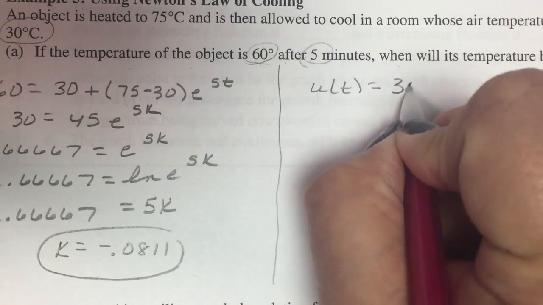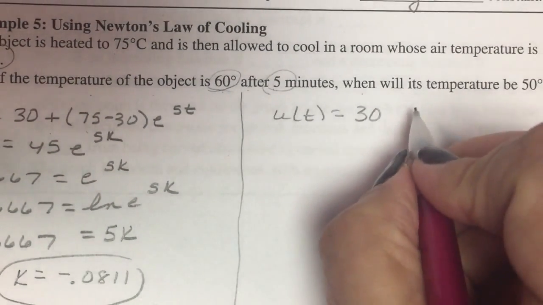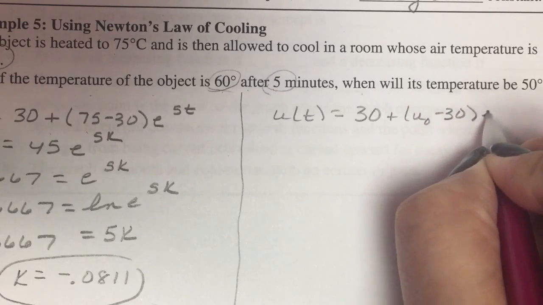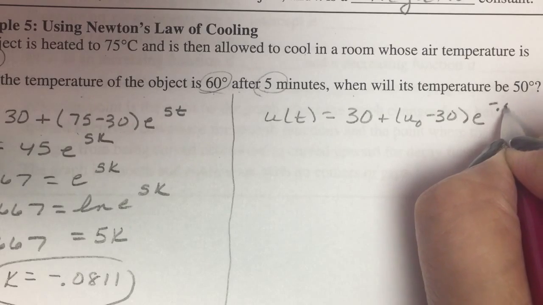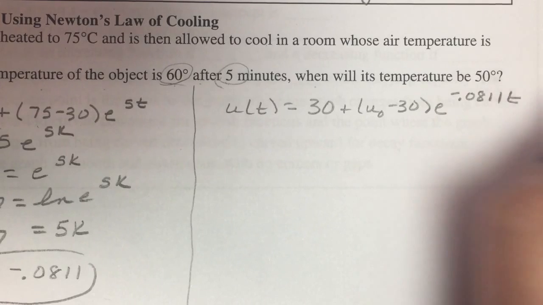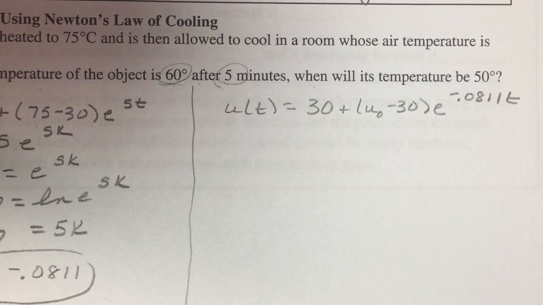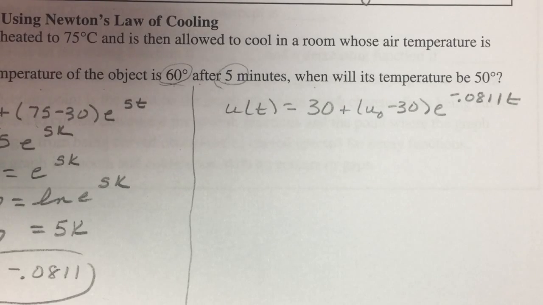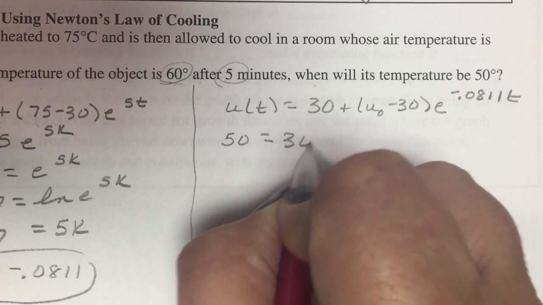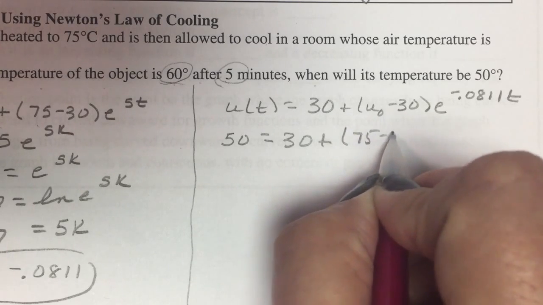So now let's rewrite our formula with our k in it. We have the room air temperature of 30, plus U sub 0 minus 30, e to the negative 0.0811 times t. So there's our new formula. Now it says, when will its temperature be 50 degrees? So we're going to plug 50 in for U of t. This is still going to be 75.